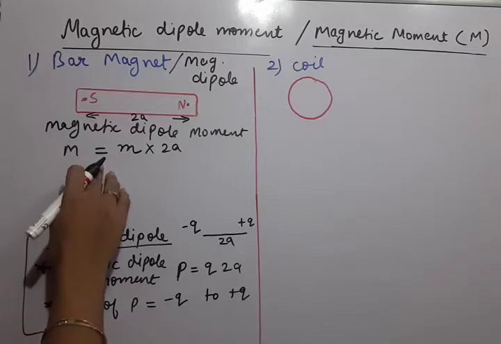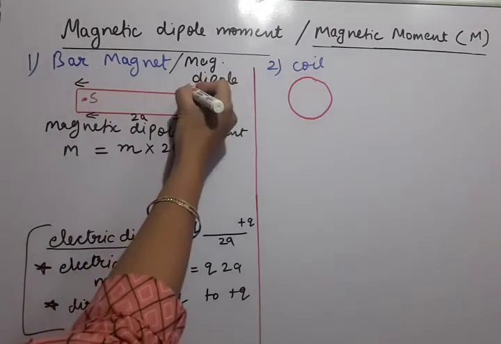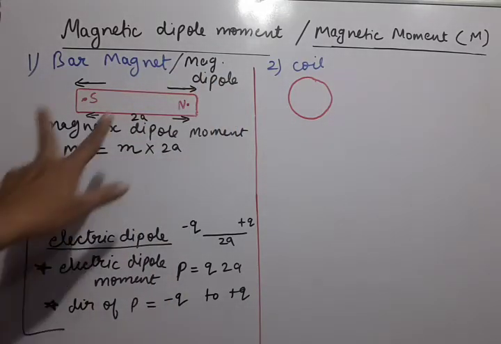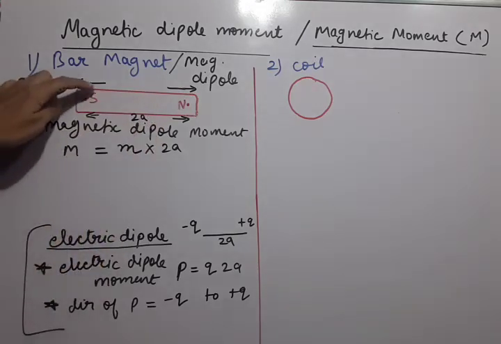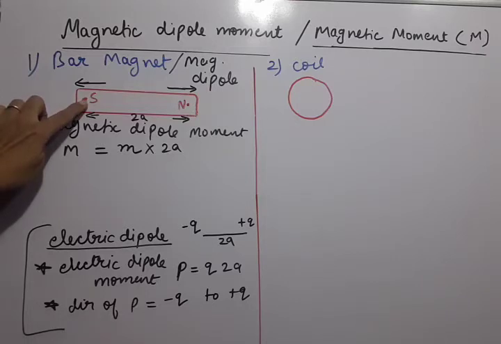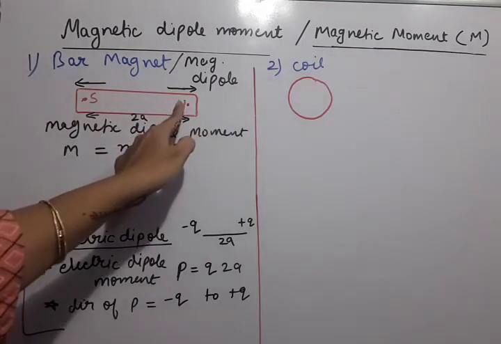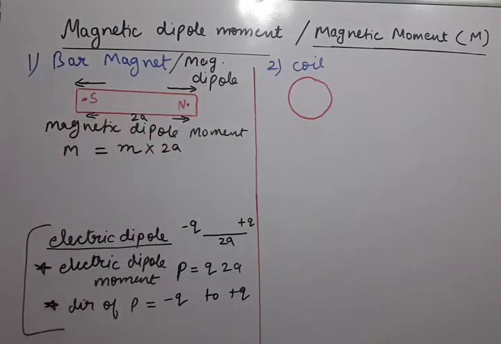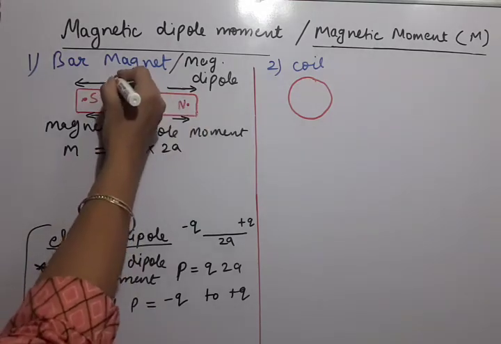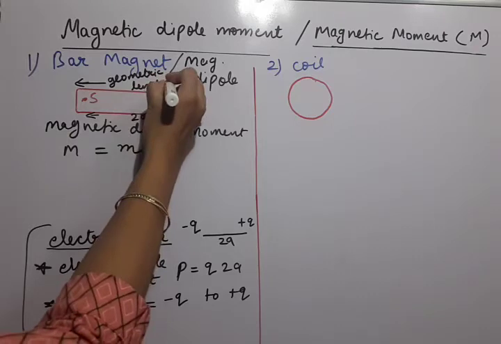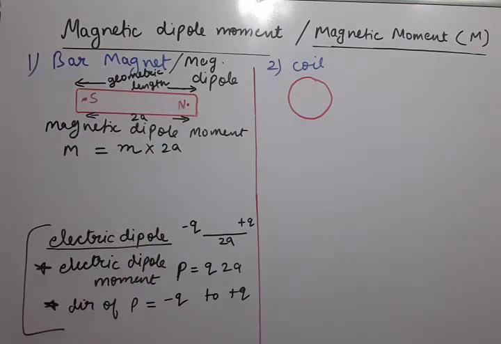Now you must have noticed one thing: I have not taken the complete length of the magnet, because the poles of the magnet are not at the edges. They are a little inside the edges. You can see that I have shown the S pole and N pole a little inside the magnet. So for a magnet there are two types of lengths. If I take this length, it is called geometric length.